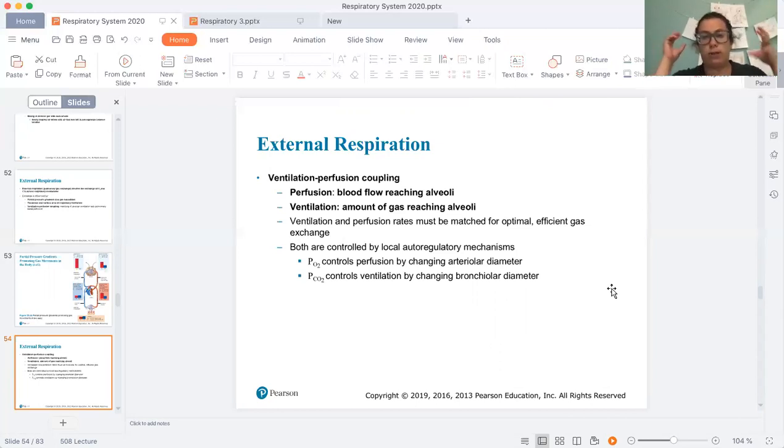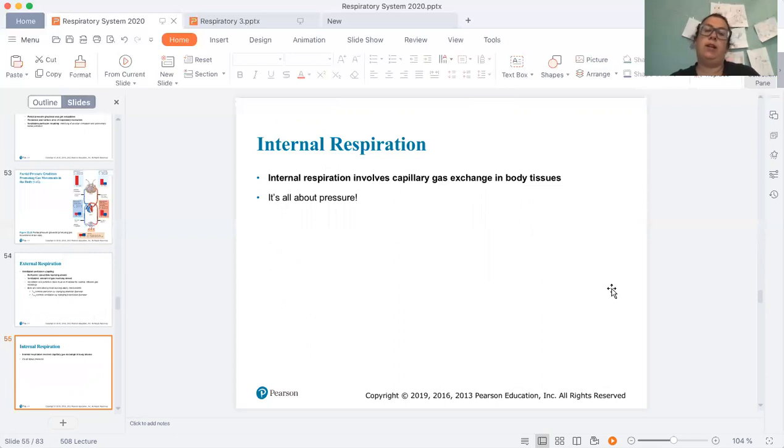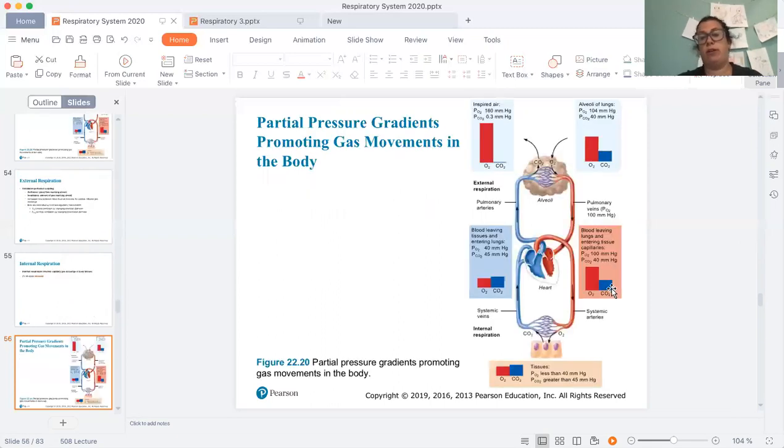So when we think of oxygen, we think of perfusion. When we think of ventilation, we think of carbon dioxide. And if we have to change the partial pressure of carbon dioxide, we do that by changing the bronchiolar diameter. So remember, for perfusion, it's all about oxygen and blood vessels, so we're thinking more arterioles. And for carbon dioxide, that's more of a ventilation concern, so we're thinking more of bronchioles. Okay, and internal respiration involves capillary gas exchange in the body. So we really drove home the point: remember, it's all about these partial pressures. It's about the change.